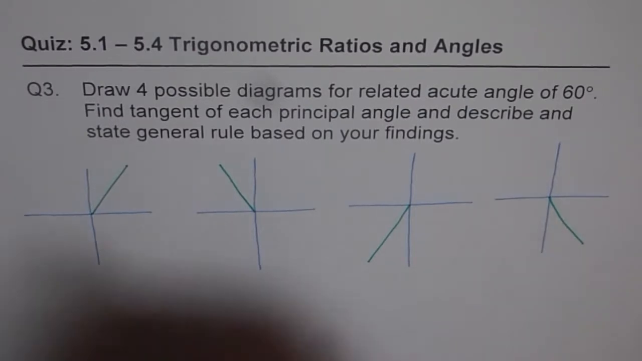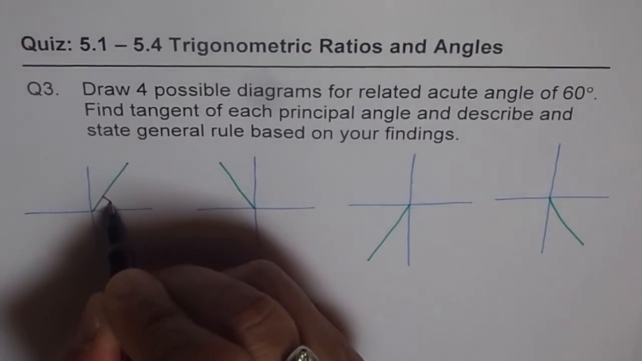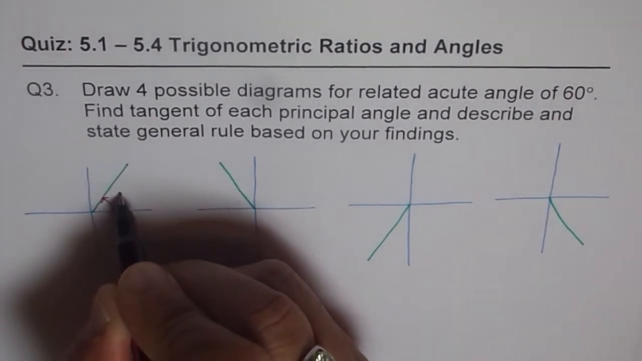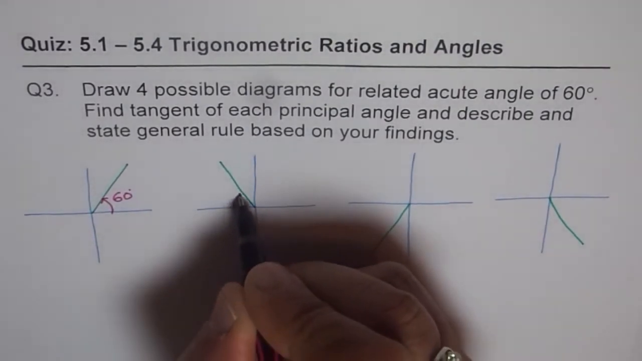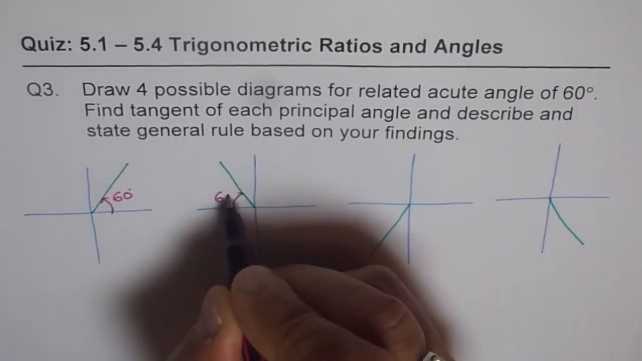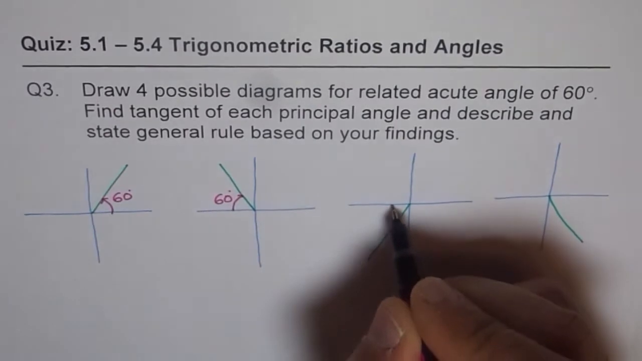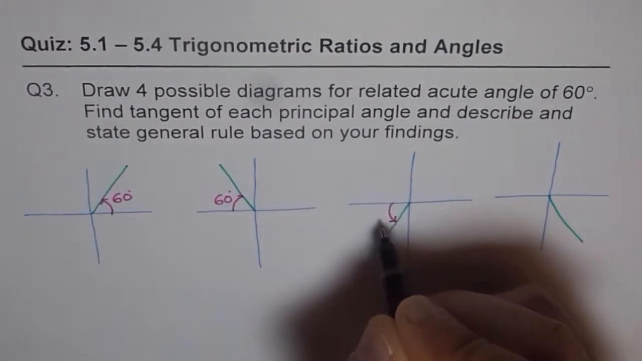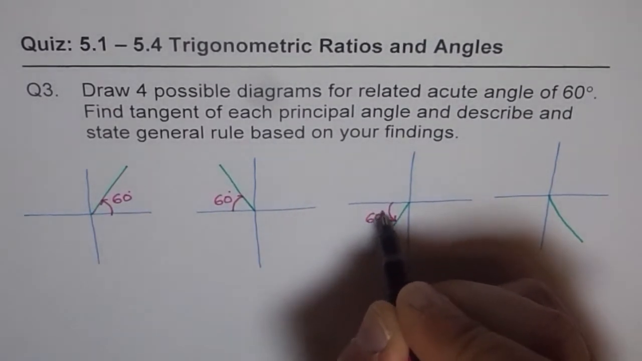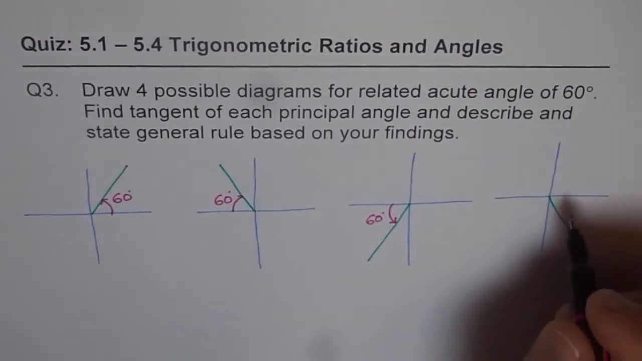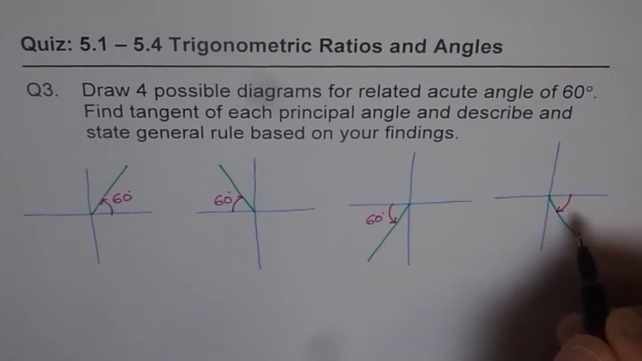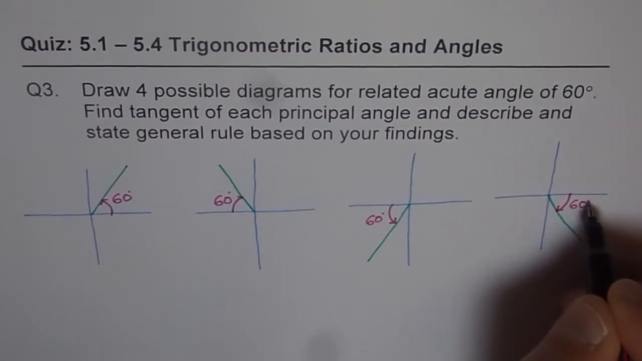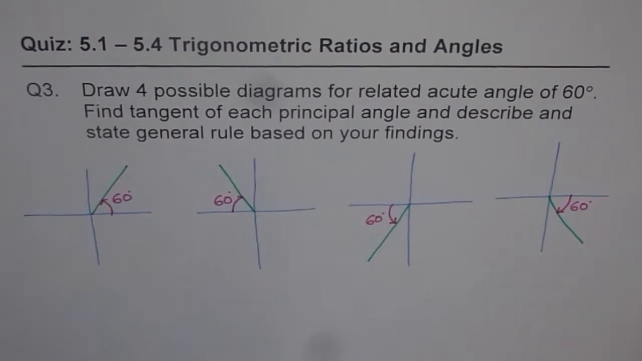So what we're trying to say here is that this angle for us is 60 degrees. That means from here to here it is 60 degrees, right? From here to here it is 60 degrees. And in this case it is this one which we are calling 60 degrees, right? We also call this the reference angle. So acute angle, related acute angle, or reference angle. These are the different names with which the same thing is being referred to, correct?